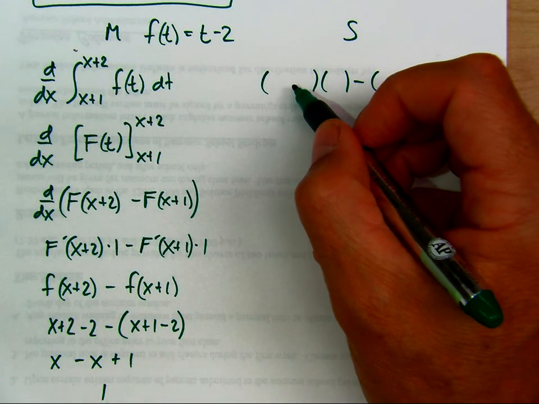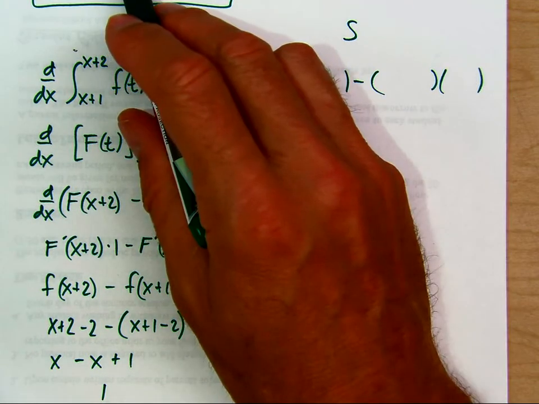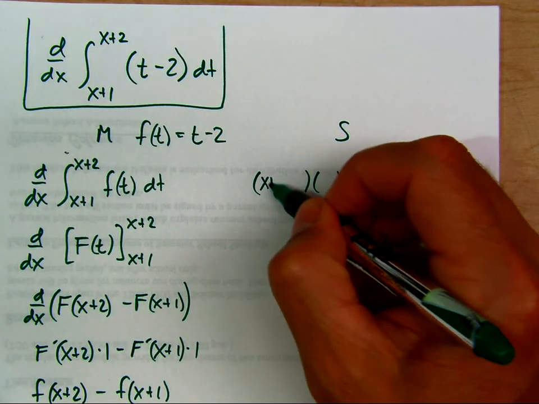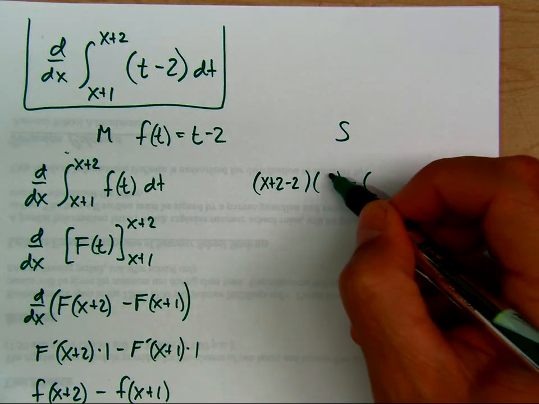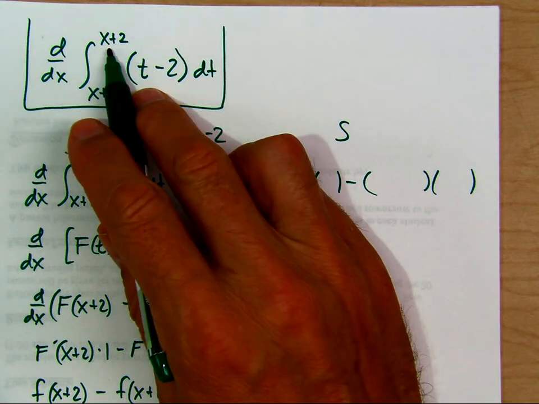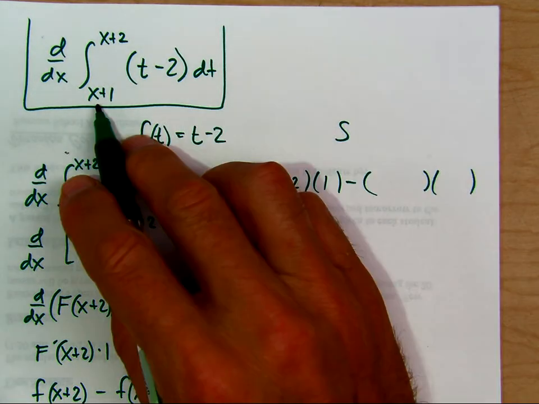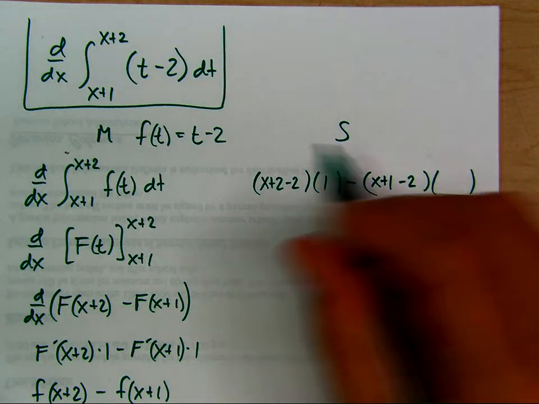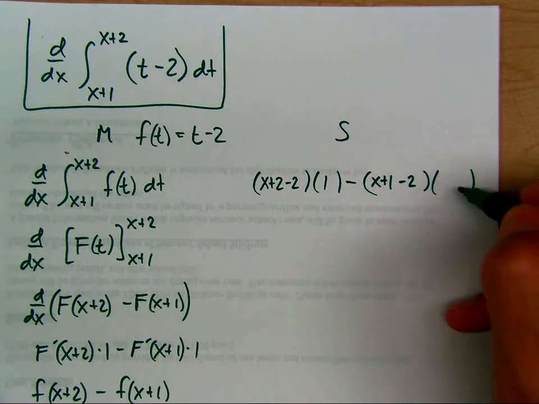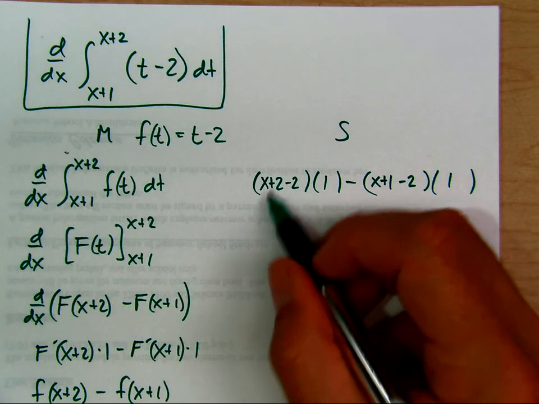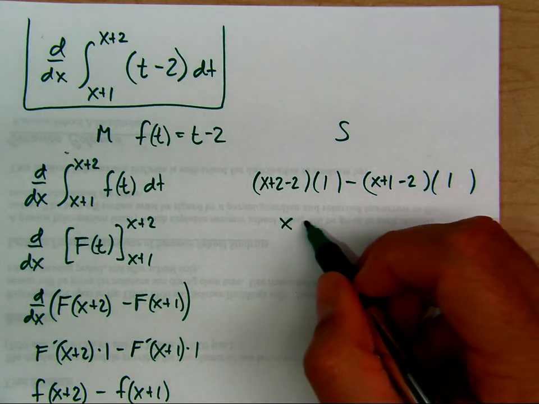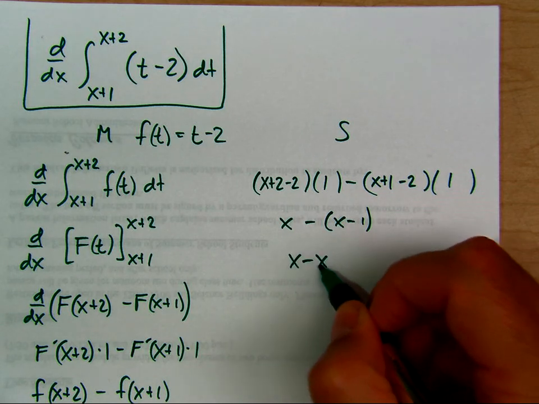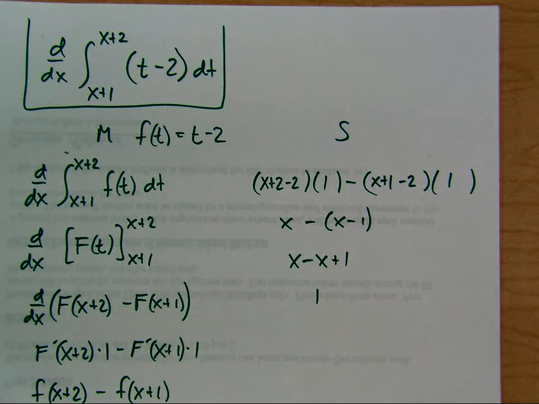Alright, substitute the limit for t, x plus 2 minus 2, and then times the derivative of the limit, that's just going to be 1, and substitute the other limit, x plus 1 minus 2, times the derivative of the limit is 1, and that's x, and then we have minus x minus 1, x minus x plus 1, and we get 1. And we'll stop there.